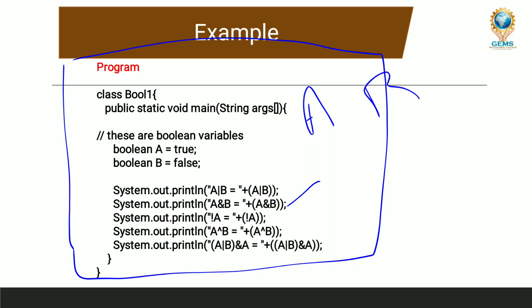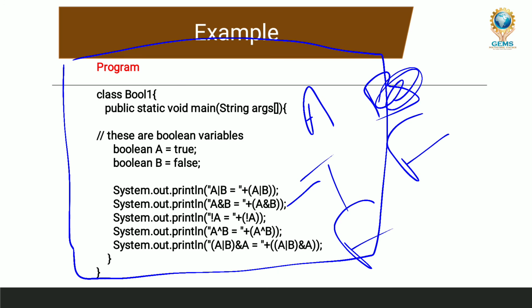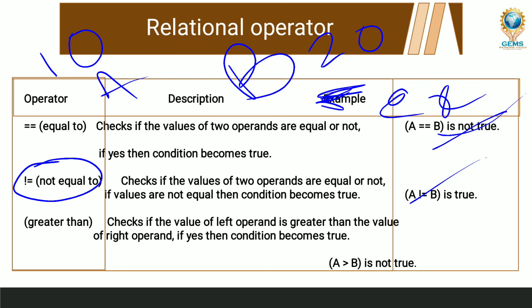Next, A and B. Next, this one, negation. Just imagine A is true. What is negation of A? False. If A is false, what is the negation of A? True. Simple. Negation of A is quite opposite of A. That we have to understand.